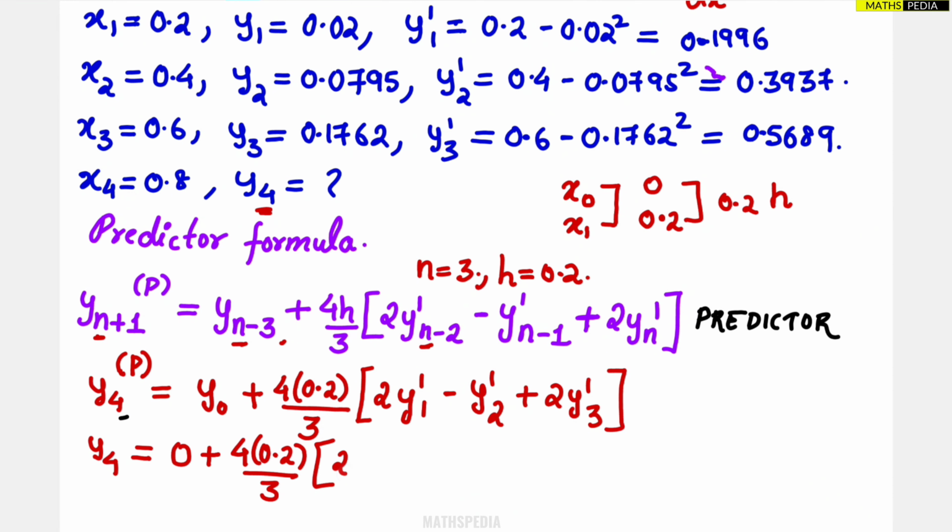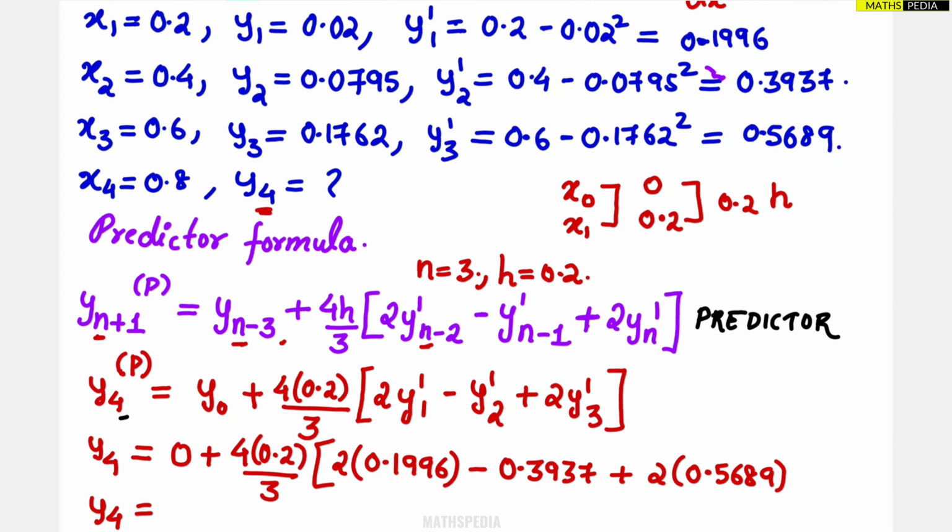so 2 into y dash of 1, which is 0.1996, minus y dash of 2, 0.3937, plus 2 into the y dash of 3, 0.5689. So what is the value you are getting? So y4 value you are getting it as 0.3049. You got y4 value using the predictor formula.